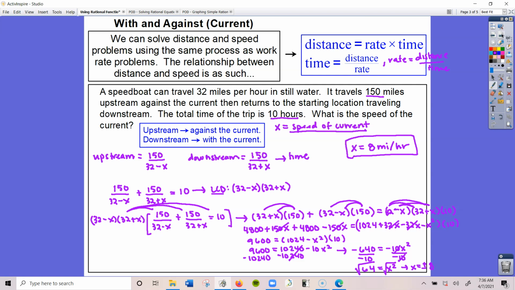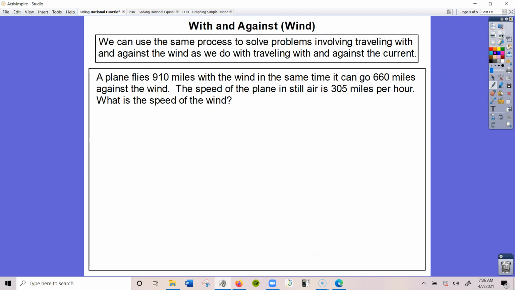Let's look at another example. Here we have a question that involves wind, which we can use the same process to solve as the problems involving current. So going against the current is the same thing as going against the wind. Going with the current is the same thing as going with the wind. So we can still set up our equations in the same way. It says here that a plane flies 910 miles with the wind. And in the same time, it can go 660 miles against the wind. The speed of the plane in still air is 305 miles per hour.